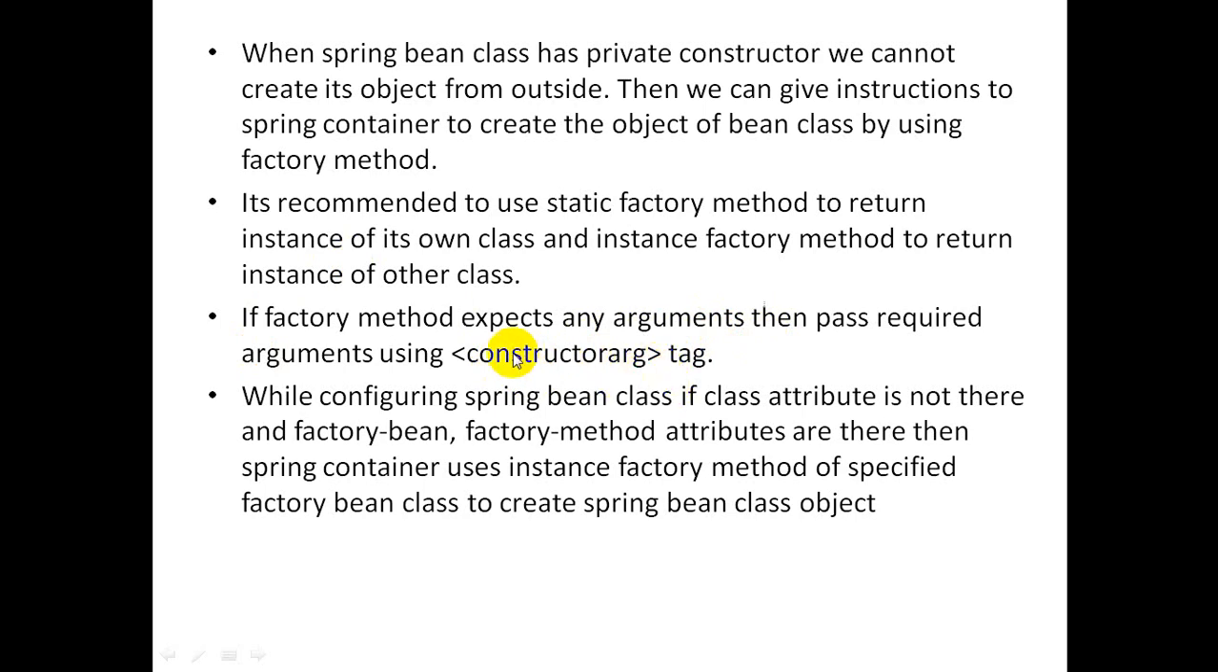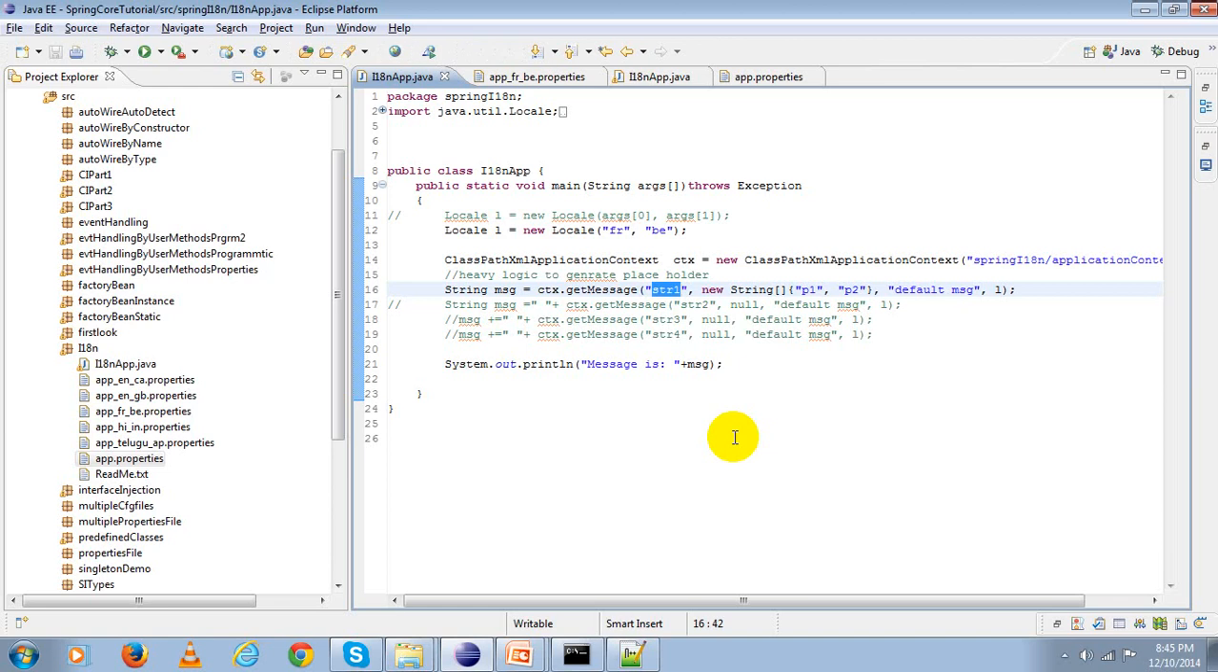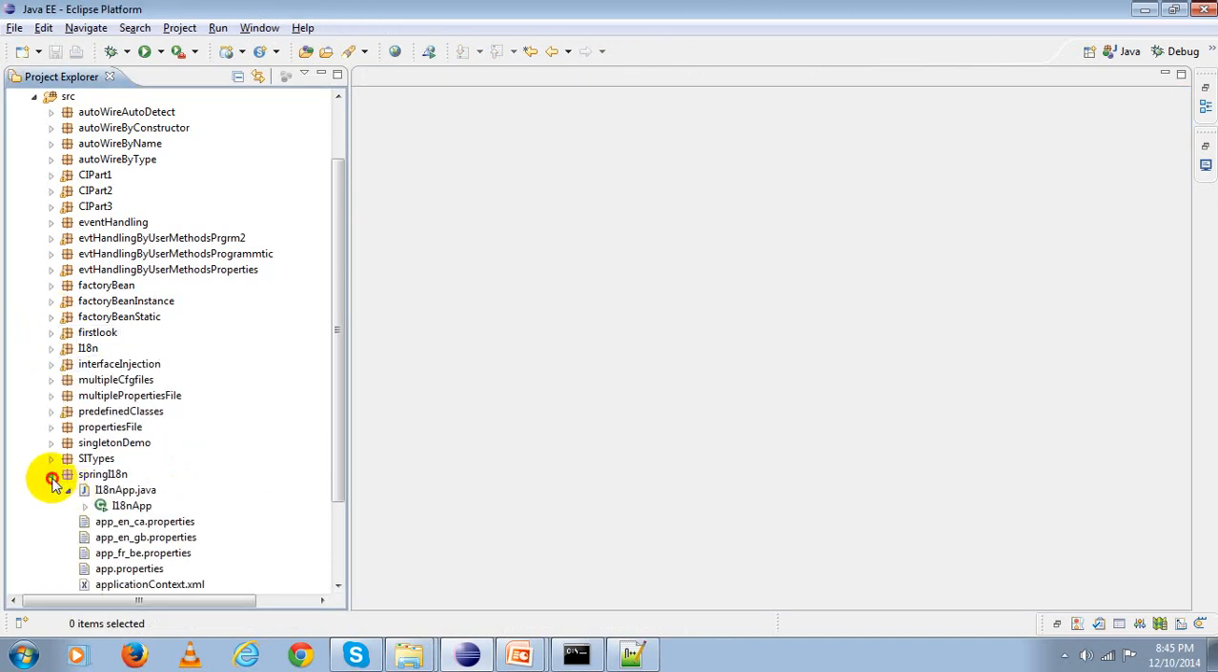While configuring a Spring bean class, if the class attribute is not there, and the factory-bean and factory-method attributes are there, then the Spring container uses the instance factory method of the specified factory bean class to create the Spring bean object. If it is a static factory method, we can specify it directly, but for an instance factory method, we have to skip the class attribute of the bean tag and keep the factory-bean and factory-method attributes. We'll see how to generate a factory using Spring, so it will make more sense for us.